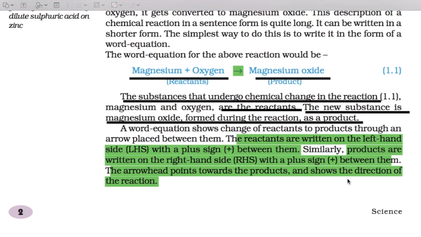What is meant by the direction of the reaction? Direction of the reaction means that the reactants which we have taken initially are converting into the products. So this is the direction of a reaction.